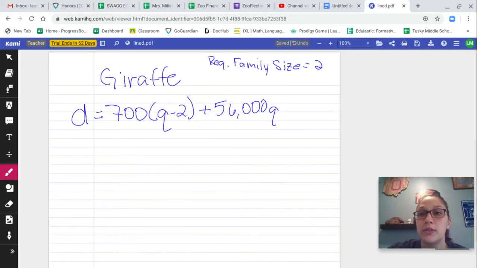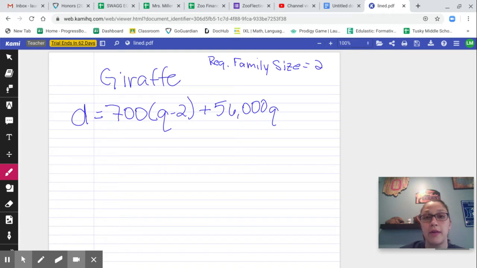So we're going to go to this page. I just rewrote that equation for the giraffe. And I also wrote down that the required family size is 2. If you need to go back, that's on the paper that says, what's it say at the top of it here? Find it. So many papers for this project. It says species list. And it's where you guys picked out your animals. That would have been last Monday that you guys picked out your animals. It's attached to that if you need to go back and check those required family sizes.